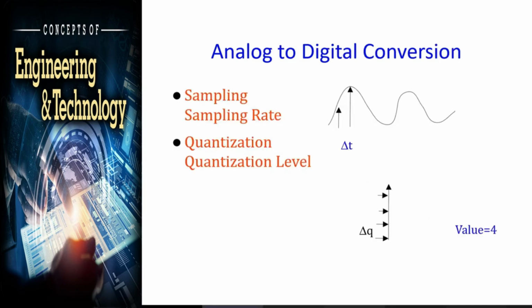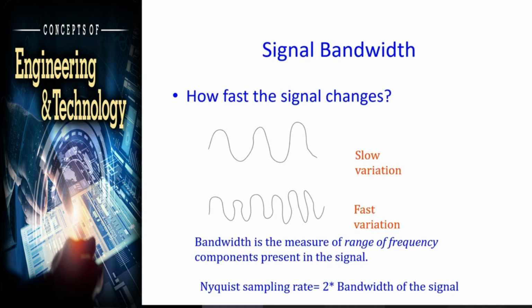So sampling is based on the sampling and quantization levels. We'll be taking the different levels. Then the signal bandwidth: here you can see the response in the signals, how fast the changes are happening. This is the slow variation, from positive to negative. You can imagine a sine wave, positive peak and negative peak. So we have the slow variations as well as the fast variations.